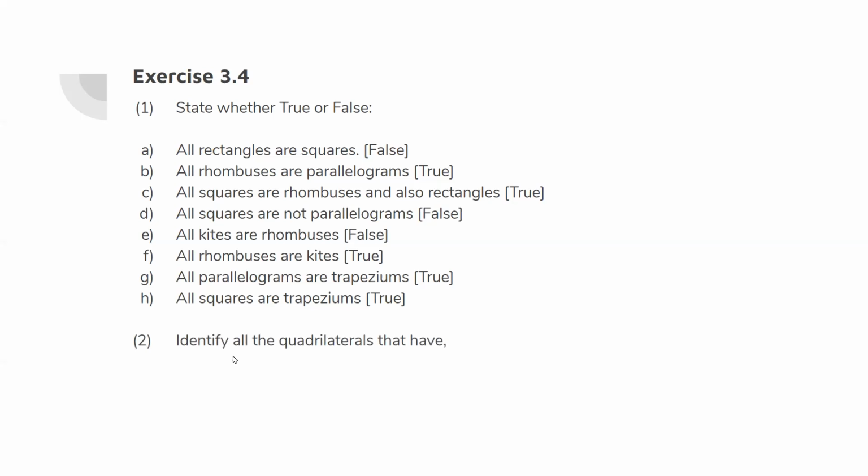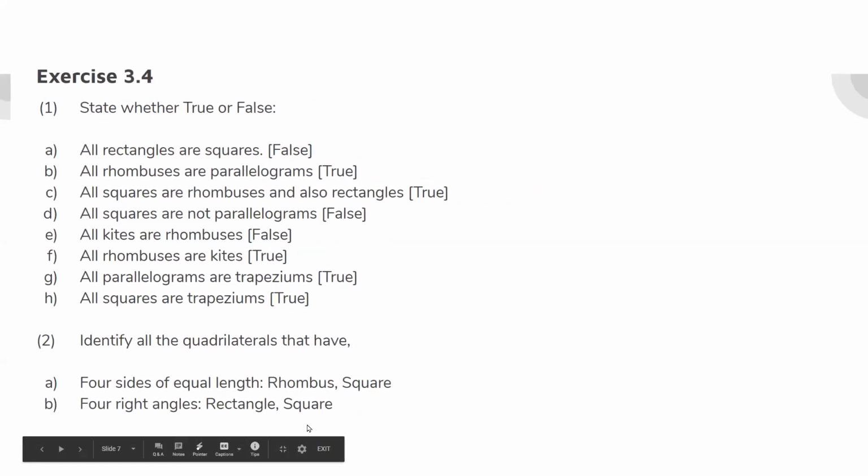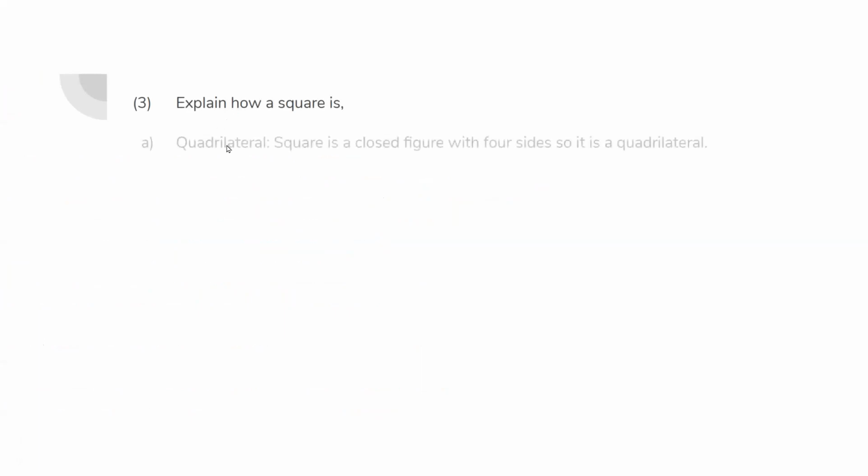Now question number 2, identify all the quadrilaterals that have, first, 4 sides of equal length. We know that in a rhombus and a square all 4 sides are equal. Next one, 4 right angles. We know that a rectangle and a square have all 4 angles as right angles. Next, question number 3. Explain how a square is, first one, a quadrilateral. We know that a square is a closed figure with 4 sides. So it is a quadrilateral.